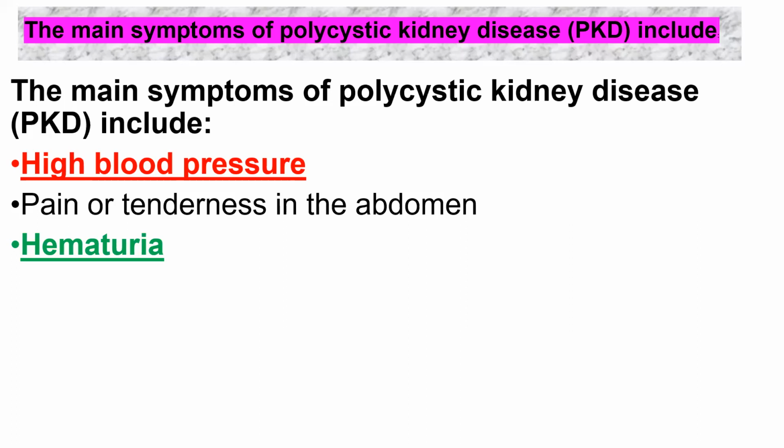Presence of blood in urine. Okay, very good. Ma'am, the spelling of hematuria, will it be HAE or HE? HAE. Oh, it's a typing mistake. Okay, HAE. Hematuria. It's a typing mistake.